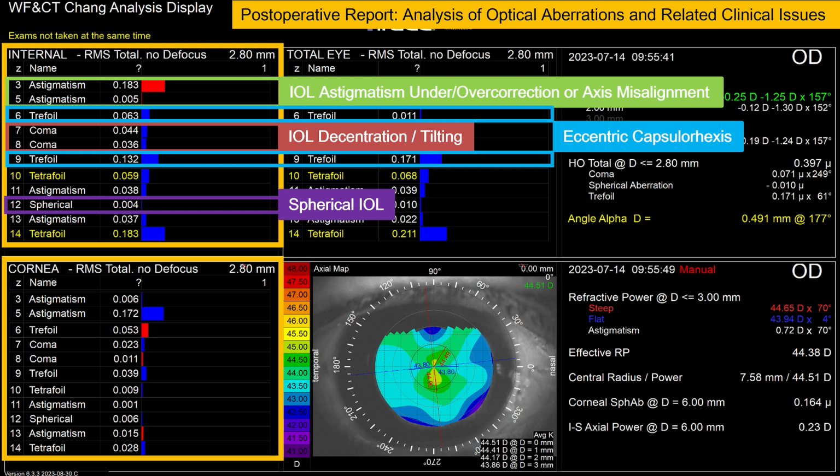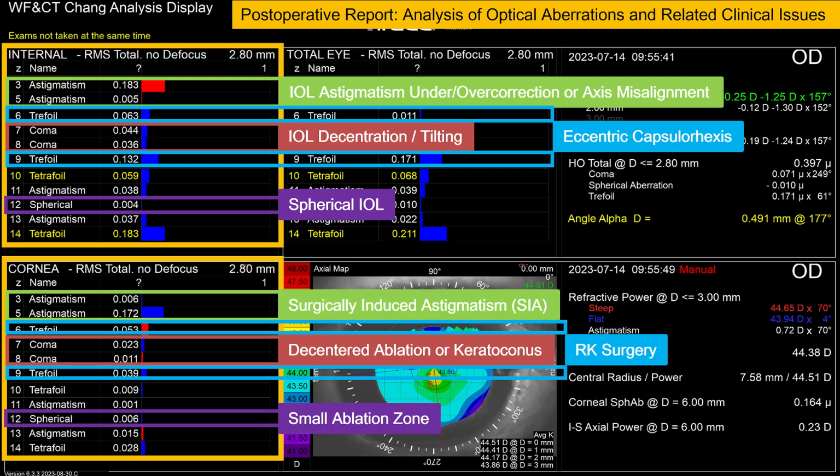High corneal astigmatism, often due to short postoperative duration, residual SIA, or the eye not yet fully healed, early stage SIA. Corneal coma, usually caused by decentered laser ablation or keratoconus. Corneal spherical aberration, caused by a small optical zone during surgery. Corneal trefoil, caused by prior RK, radial keratotomy, surgery. Approach: match the observed aberrations in the iTrace report to these clinical correlations to easily identify the problem source.